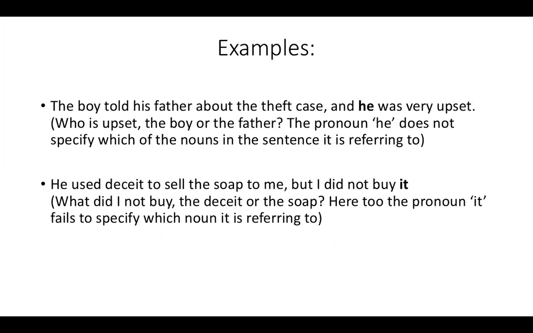For instance, the boy told his father about the theft case and he was very upset. Who was upset, the boy or the father? The pronoun he does not specify which of the nouns in the sentence it is referring to. He used deceit to sell the soap to me, but I did not buy it. What did I not buy, the deceit or the soap? Here too, the pronoun it fails to specify which noun it is referring to. So referential ambiguity is largely an ambiguity of pronouns and other kinds of quantifiers.